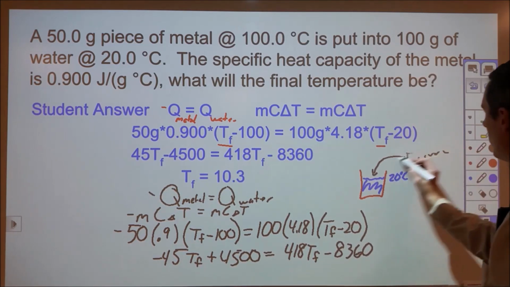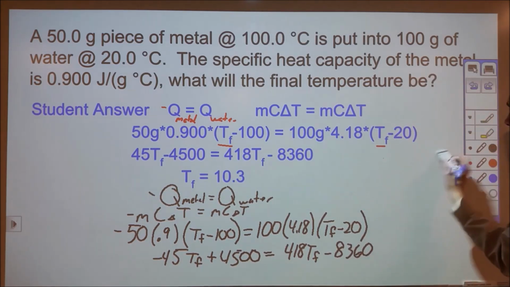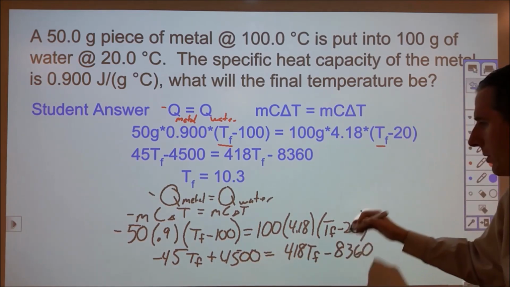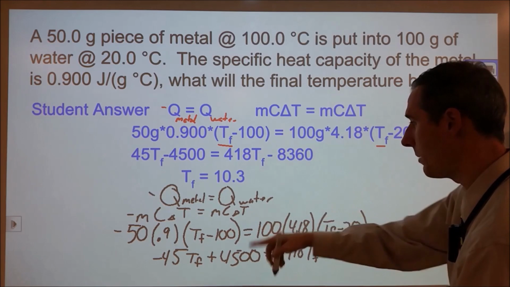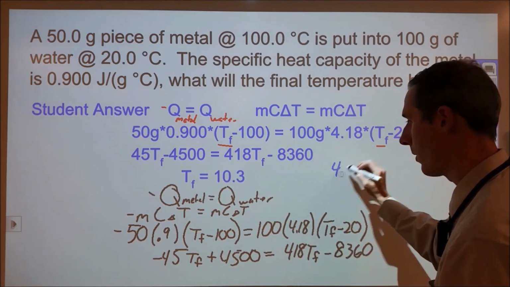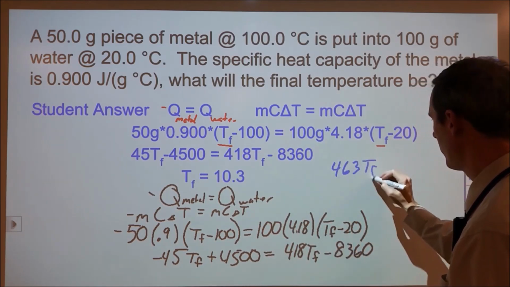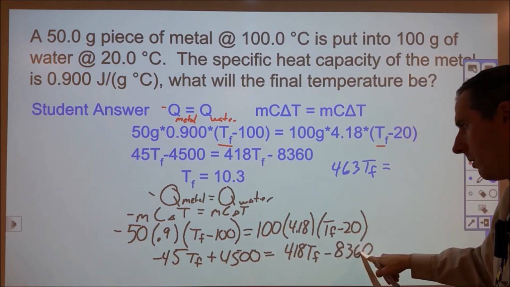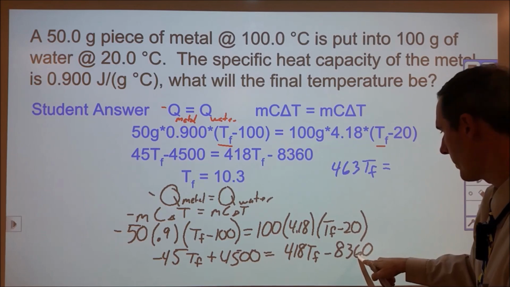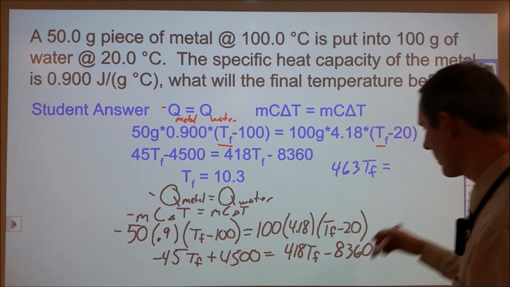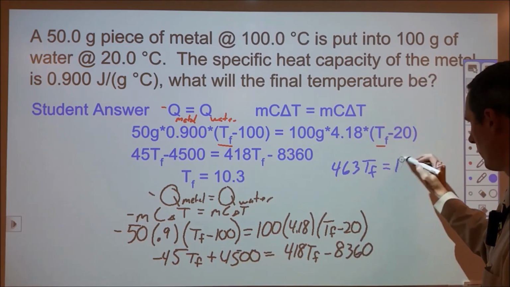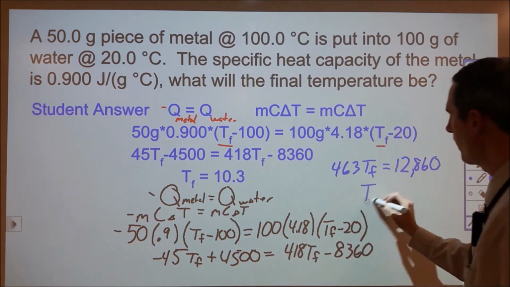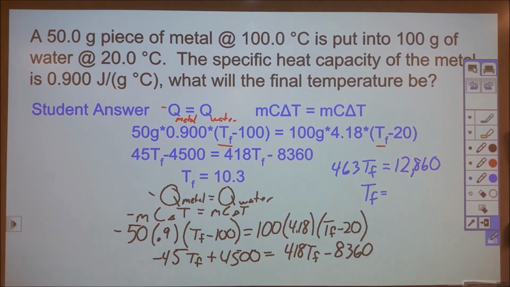So let's clear ourselves a little room here. We just need to do a little bit of algebraic manipulation here. We need to pull the final temperatures together on one side. So 418 plus the 45 is going to be 463 final temperature. And then the 4,500 and 8,360 are going to add. So we're going to pull these over to the other side. So we're going to end up with 12,860. So our final temperature should be the combination of those two.